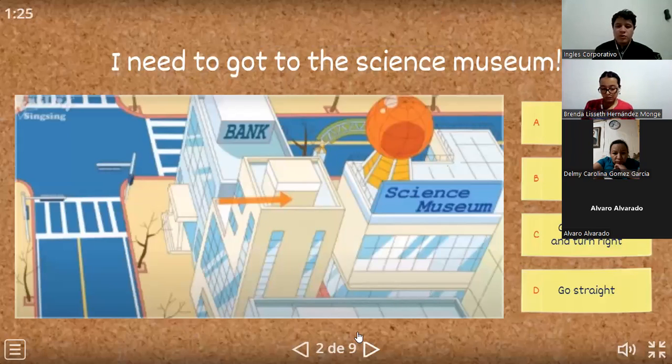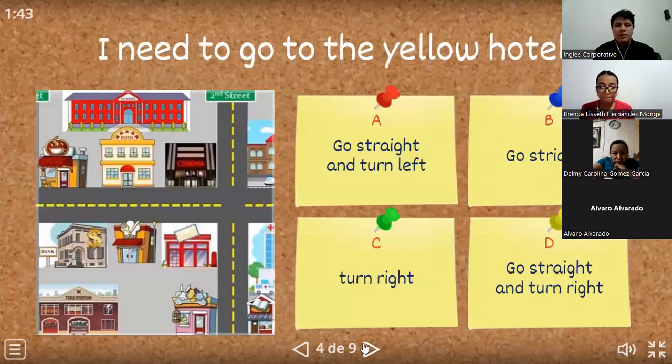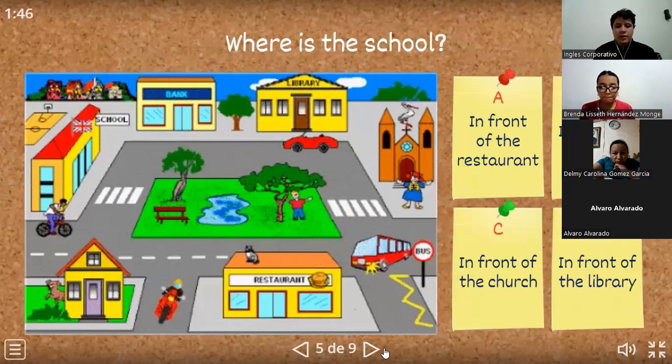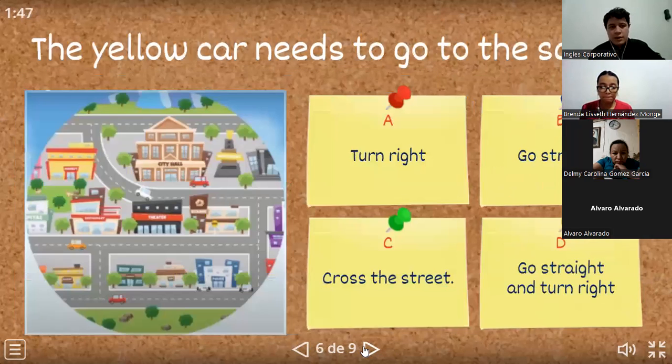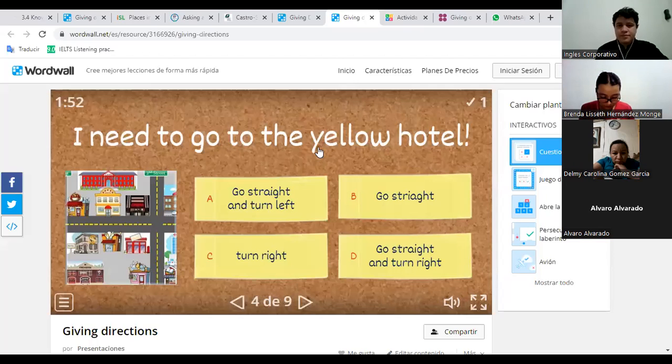It's only 9 questions. We have already answered one, so it's only 8 questions. So please, guys, it's very easy. You only have to select one. You have to look at the picture and read the question and then choose the possible answer. Be careful. Look at the picture very well. Don't get confused. Come on, guys. And if you have any question, please let me know.